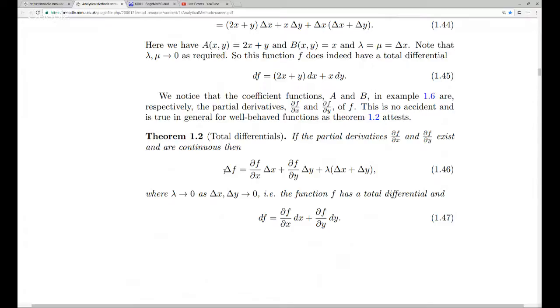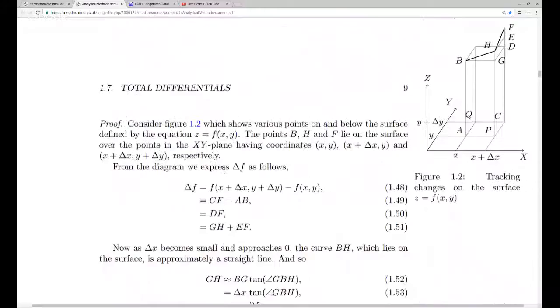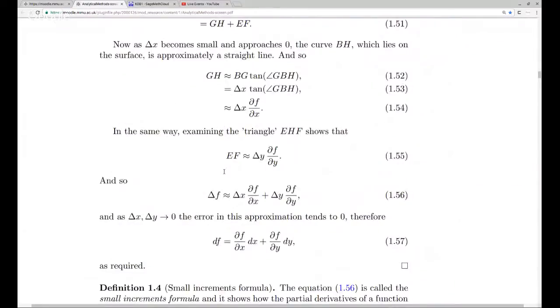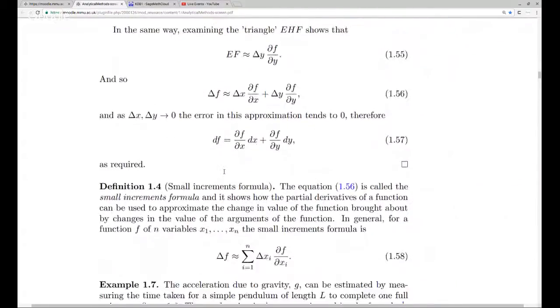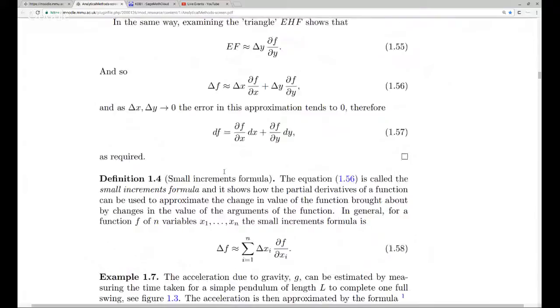The partial derivatives of the function evaluated at x and y, these two coefficients just multiplying the change delta x and delta y respectively. And that's what's known as the small increments formula. So it appears here at the end of the proof of that theorem. I think next time we might look at the proof of that theorem. But this equation here, 1.56, is the one I want to highlight to you, and hold that up as the important kind of thing to focus on.